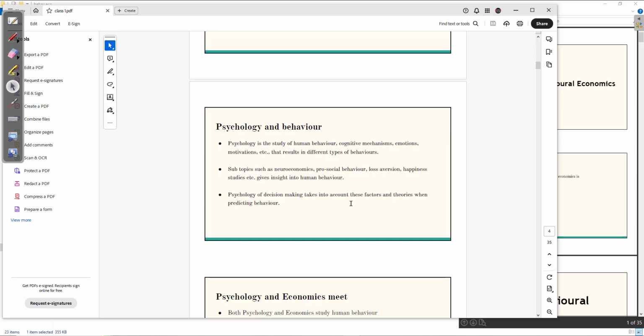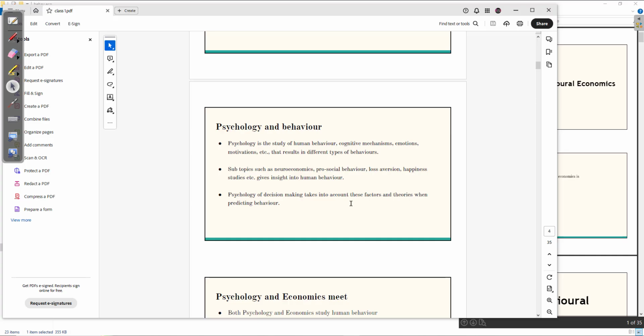Psychology of decision making takes into account these factors and theories when predicting behavior. So when you are talking about the psychological study of behavior, you are taking all these things into account. In economics we are not taking all these things into account. In economics we have the assumption of rationality, we are assuming that you are rational, but actually you are not. So psychology is studying all these things that are impacting your behavior, and based on that, how you will behave is kind of predicted, you can say.